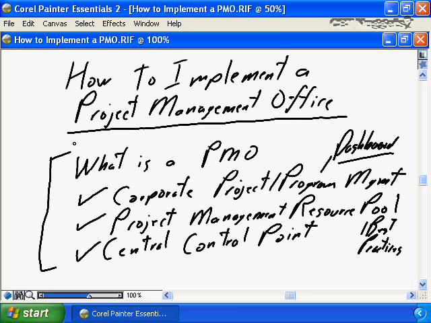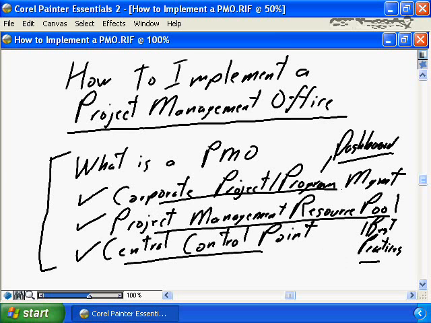The answer of how to implement a PMO is going to be based on what your organization wants out of the PMO. Very different implementation strategy if it's a central control ownership versus it's a repository for project management resources and best practices versus if it is a consolidation resource that'll consolidate and produce project management information.